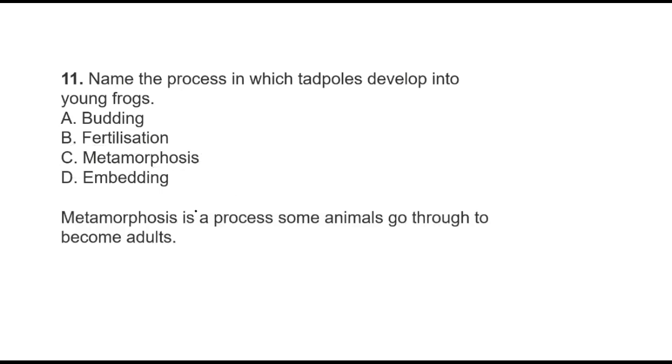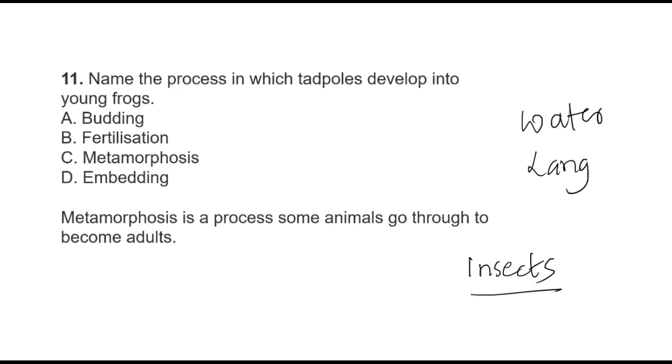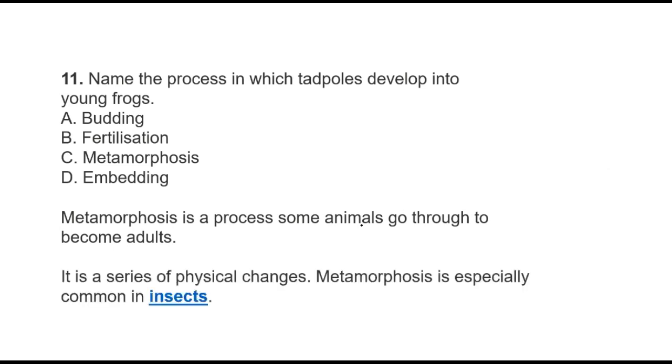So metamorphosis is a process some animals go through to become adults. It's a physical change, and it is common in insects such as the butterfly, and also in animals which live both in water as well as on land. They are called amphibians, such as frogs and toads. So they undergo metamorphosis. Now we'll go into a little detail about why it happens.